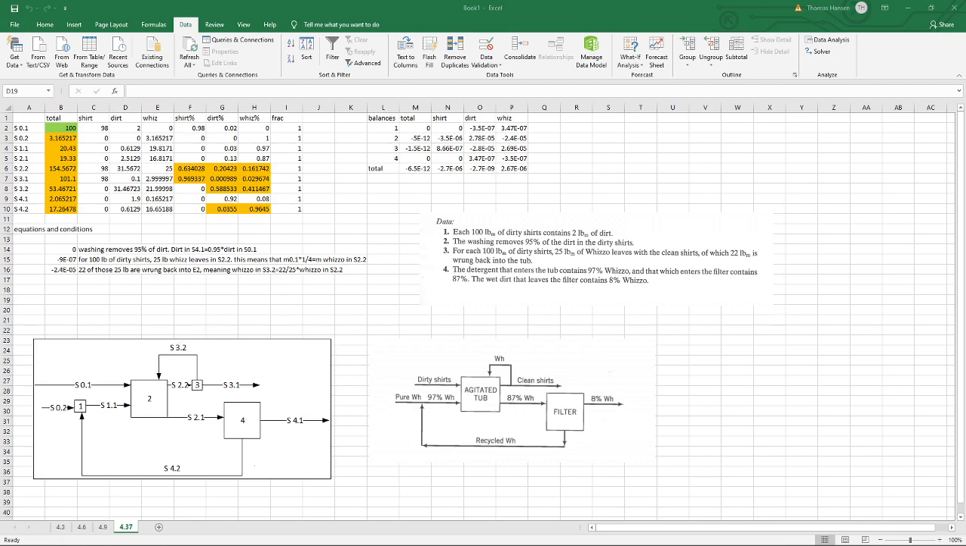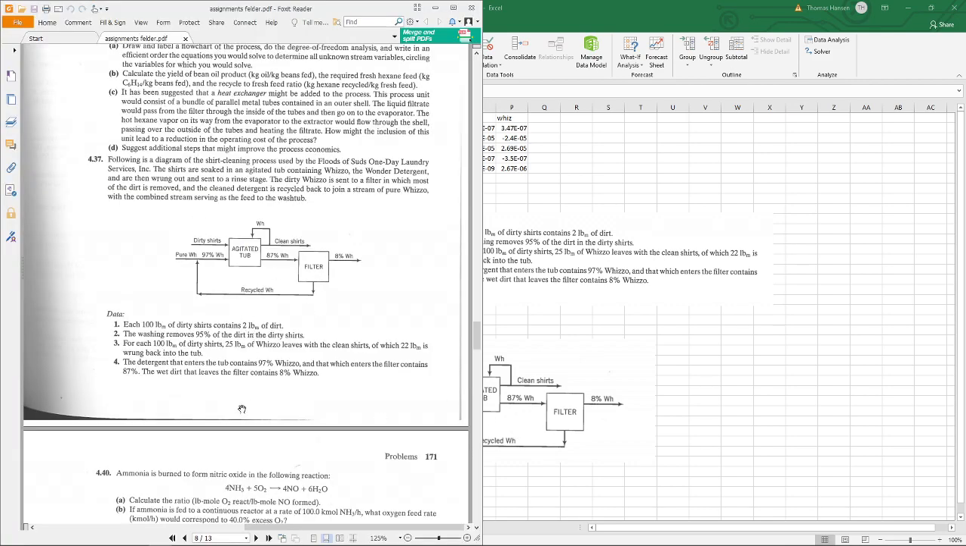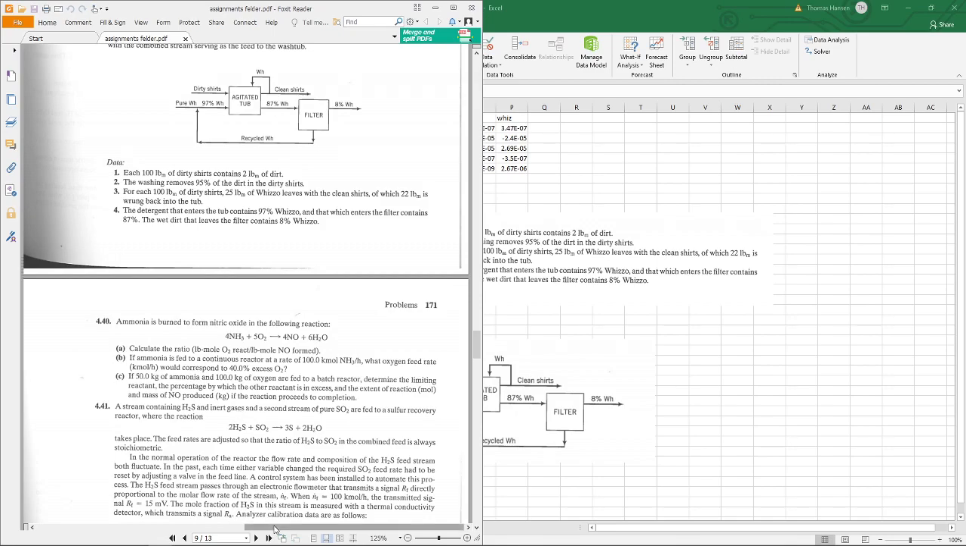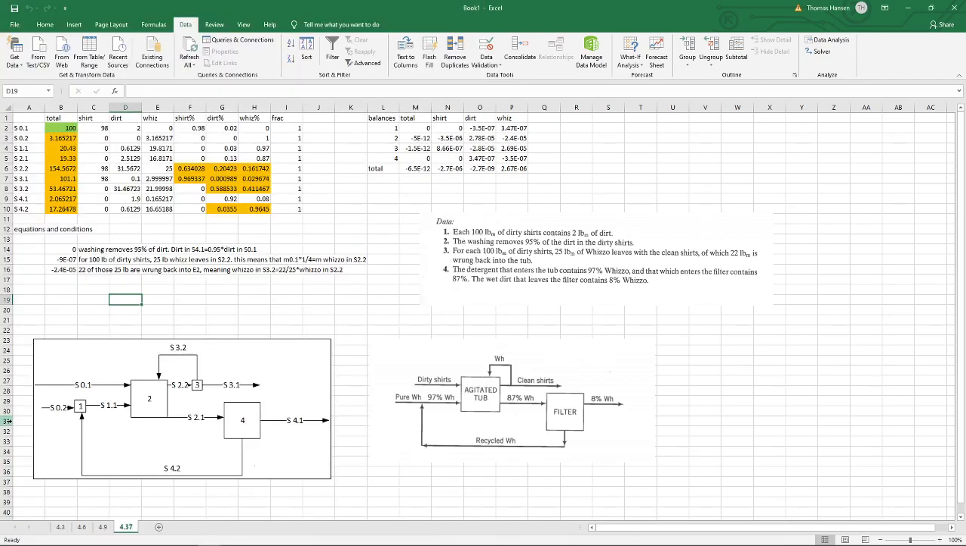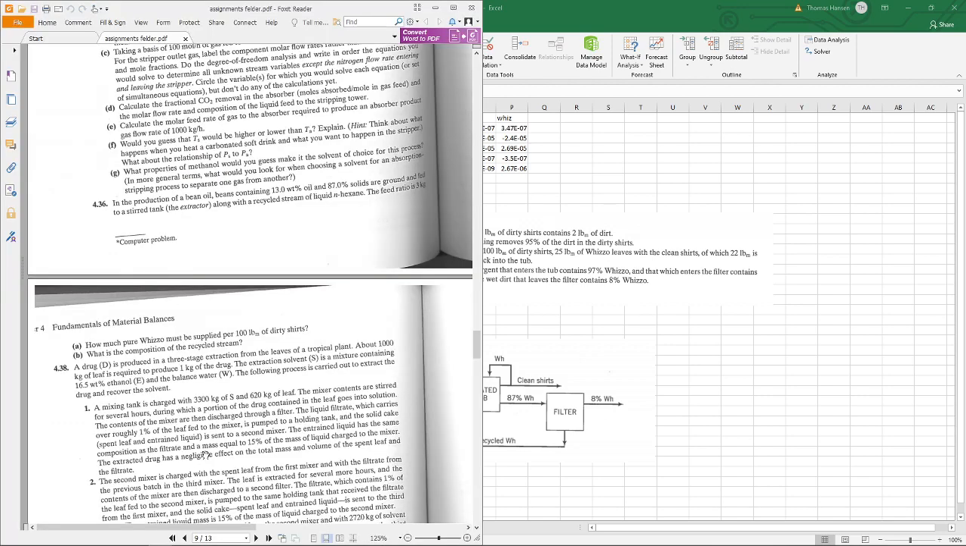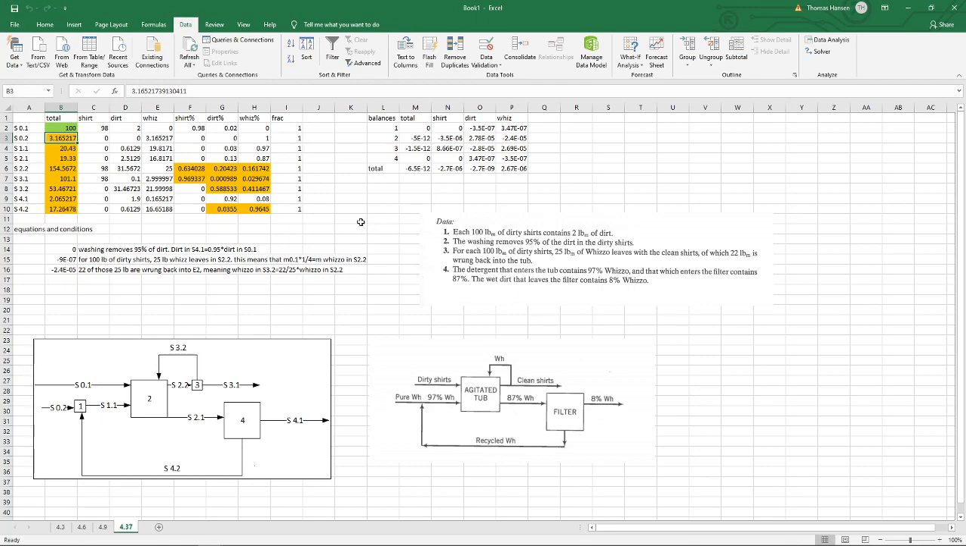Let's just quickly jump back to the assignment and see, is there anything we were told to calculate? How much pure Wizzo must we supply? We go back to our streams and we say the pure Wizzo enters in 0-2. There we go. So for 100 pounds of shirts, we have to add 3.1 pounds of detergent. Did they ask us anything else? What is the composition of the recycled stream? I'm assuming they mean 4-2.